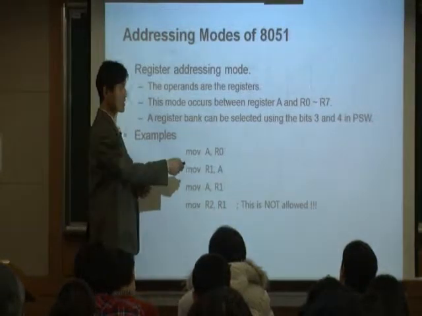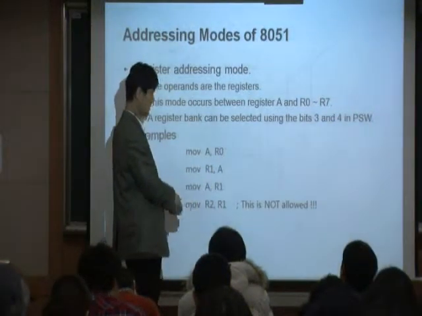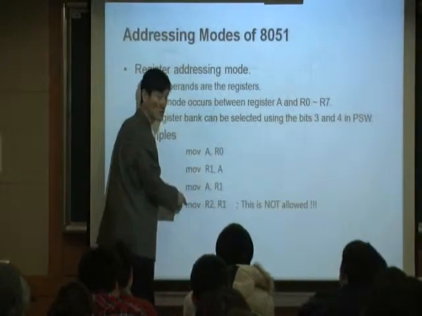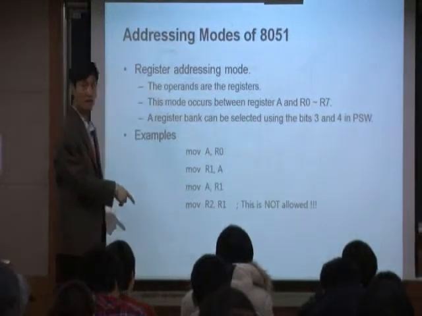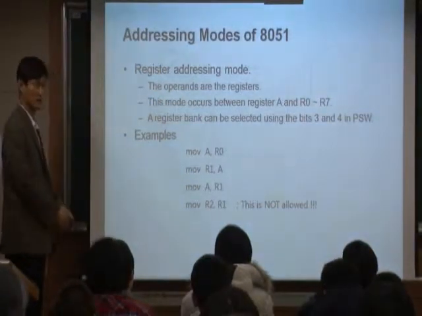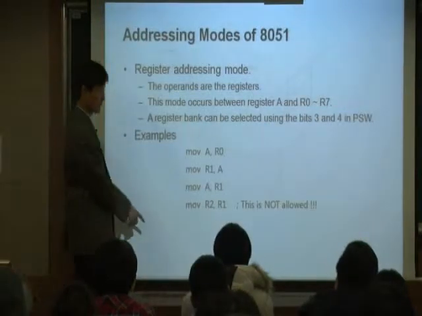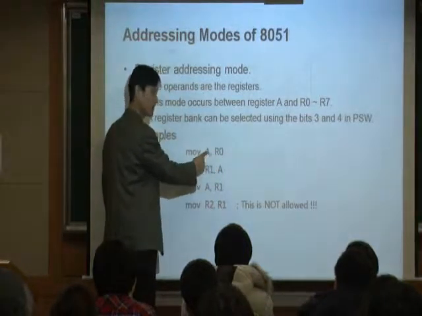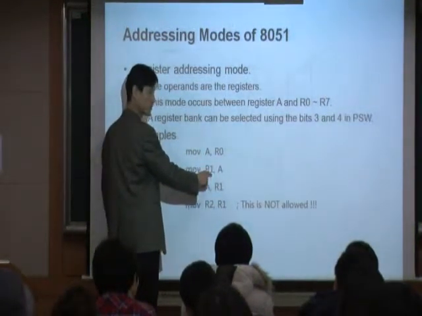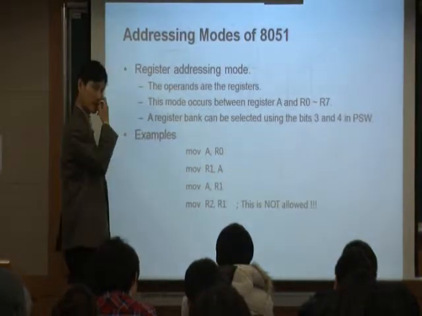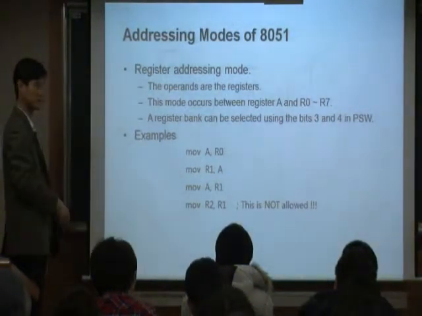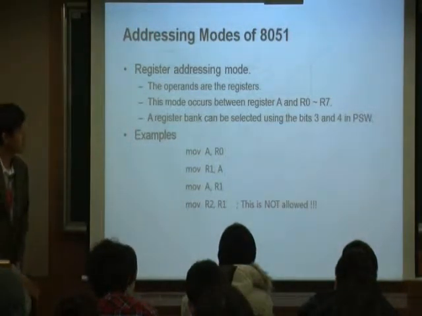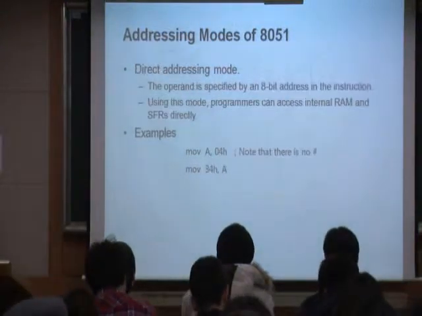You cannot copy between these. I want to copy the value in R1 into R2, but this is not allowed. This is an error. That means we are supposed to use A. If you want to do this, you do it this way: copy R1 into A first, and then A to R2. You have to go through A, because a direct copy is not allowed between these registers. Okay, so that's the register addressing mode.